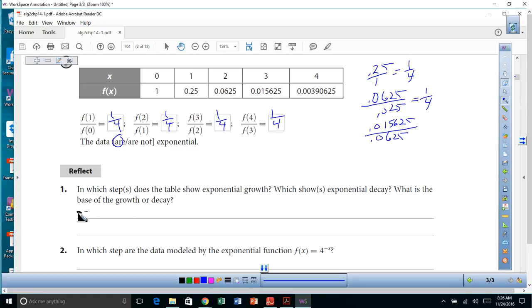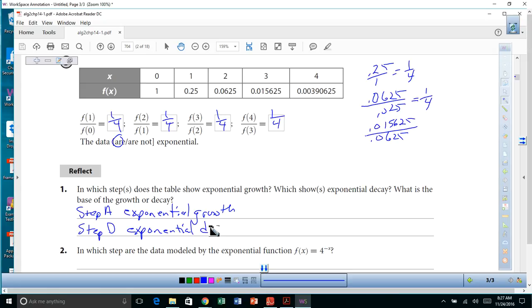Well, step A and step D. Okay, which shows exponential decay? Well, A was 4, which is greater than 1, so that's exponential growth. And D was 1/4, which is between 0 and 1, so that's exponential decay. What is the base of the growth or decay? Well, the b was 4 in that one, and b was 1/4 in that one.